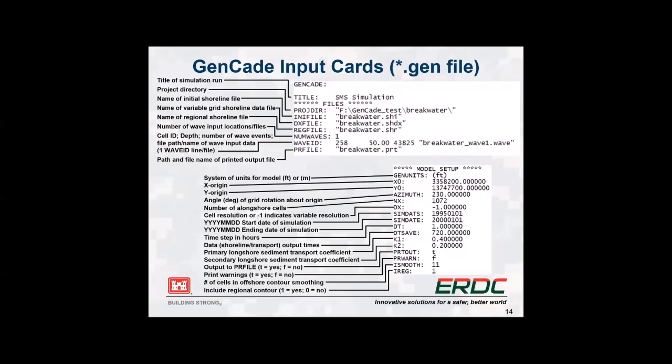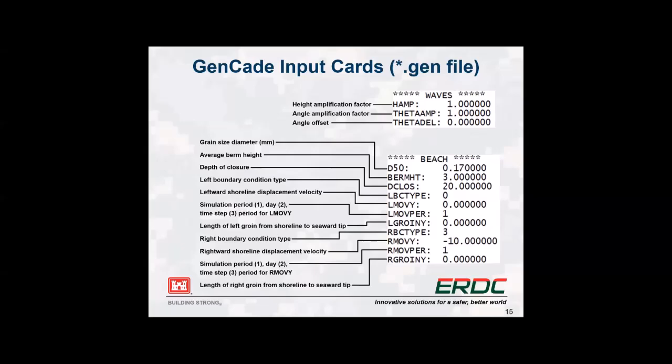And then we have print out, and then whether or not we want to print warnings. iSmooth smooths your contours of GenCade, so it generally helps with stability, any kind of stability issues. So it's just a moving smoothing window of 11 cells. And then IRAG tells the model whether or not you're using regional contour.